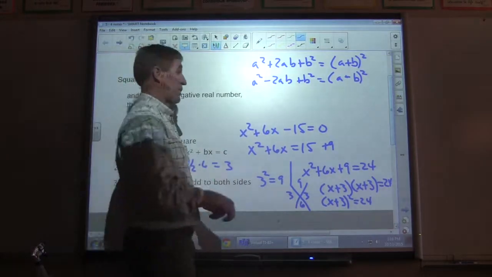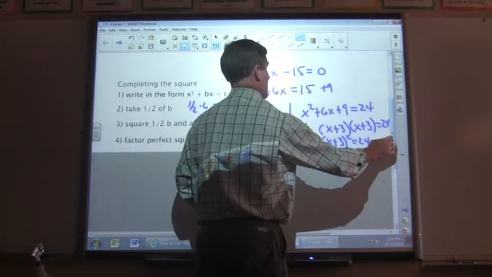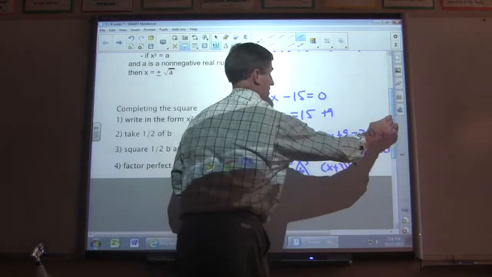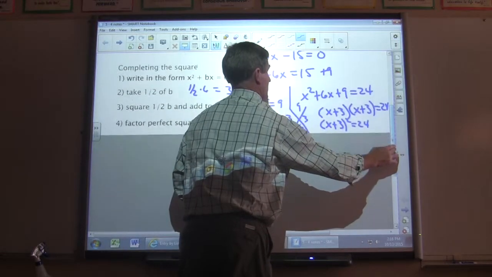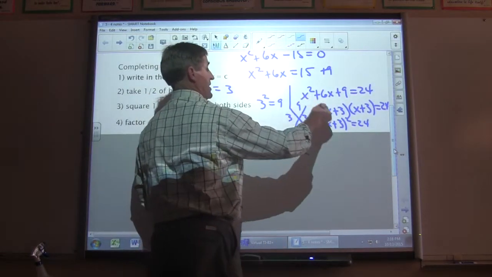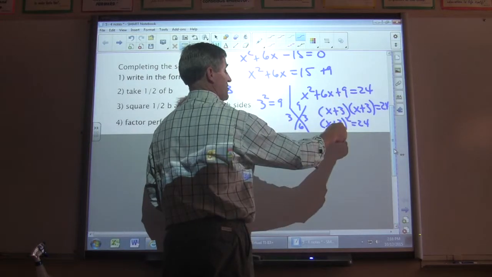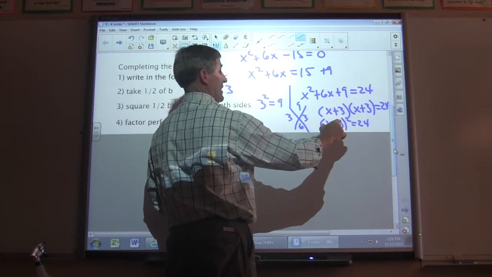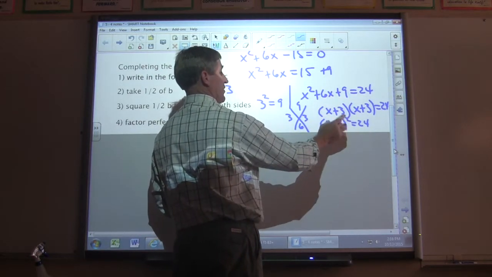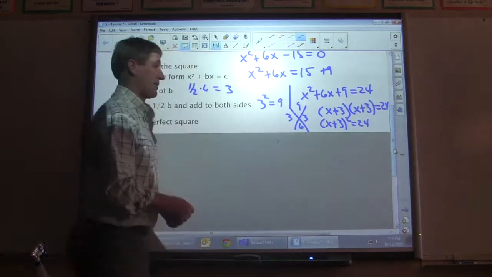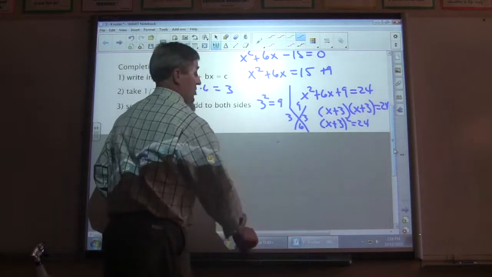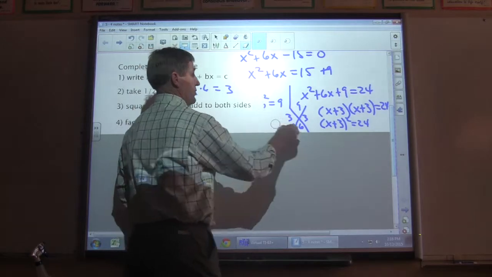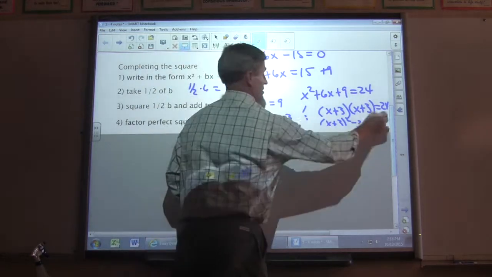Well, that's what happens when we complete the square. We always get the square root of x squared is x, the square root of 9 is 3, and if you double that, you multiply them together, you get 3x, and double that, you get 6x. So we won't need to do the x method on these.